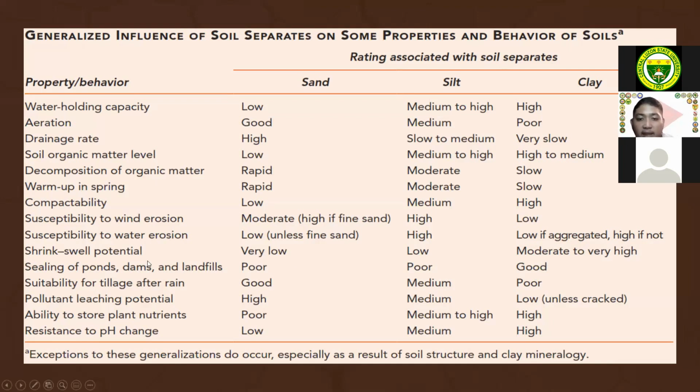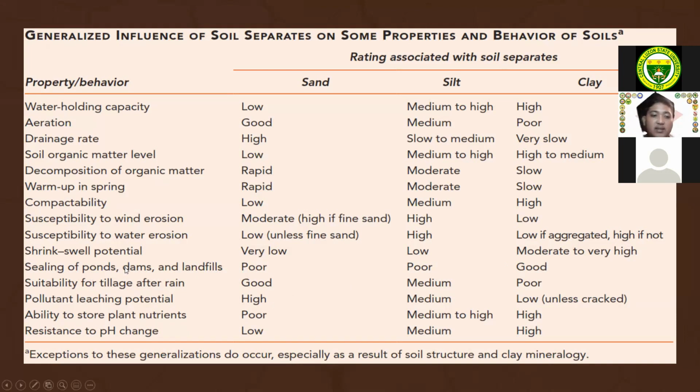Then shrink and swell potential. So very low ang shrink and swell potential natin sa sand. Then low sa silt, then moderate to very high sa clay. It depends upon the type of clay, of silicate clay minerals na meron sa ating clay. Like yung smectite type or yung montmorillonite type of clay. So sila talaga yung very high yung shrink and swell potential.